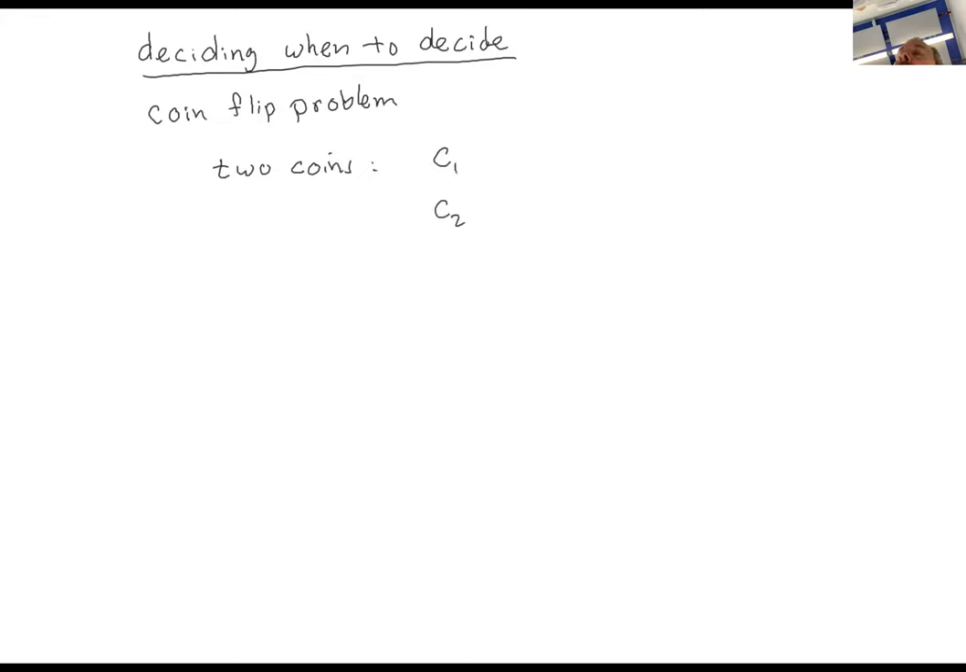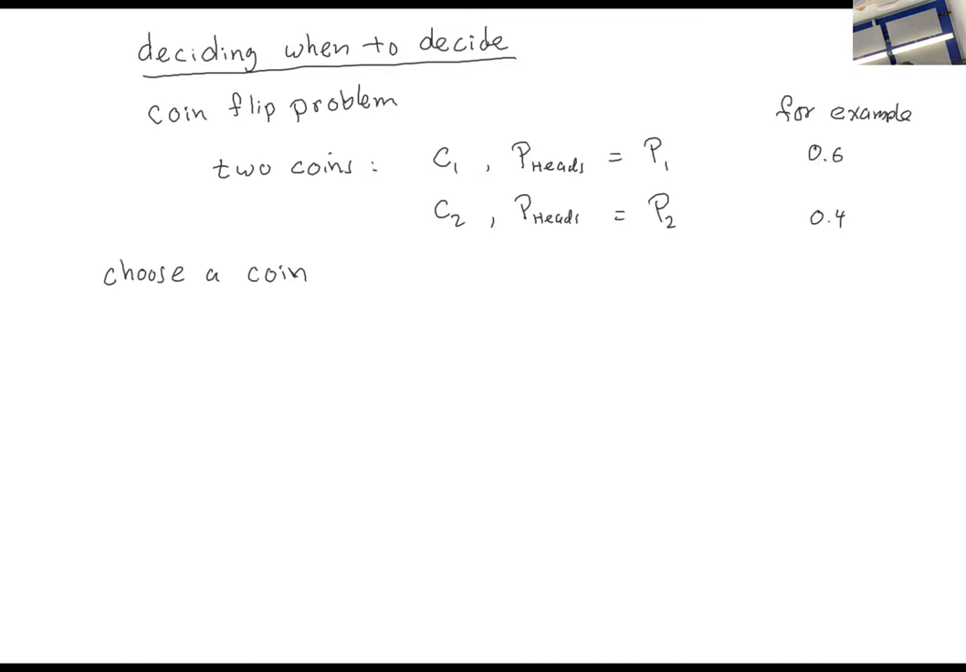And for coin one, the probability of heads equals P1. And for coin two, the probability of heads equals P2. Okay, I pull a coin from my pocket. So choose a random coin. I'm not going to tell you which one. And it makes it really easy. So for example, these are biased coins. This was 0.6 and this was 0.4. So coin one in this example has a higher probability of being heads, but it doesn't really matter. The probabilities can be anything as long as they're different.